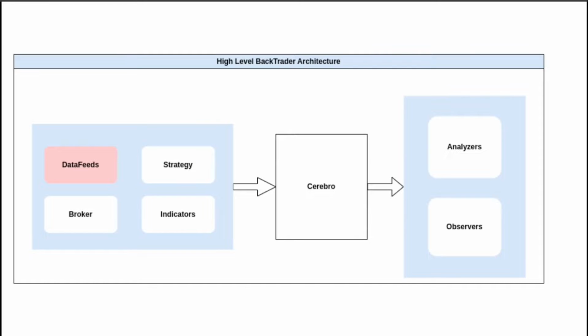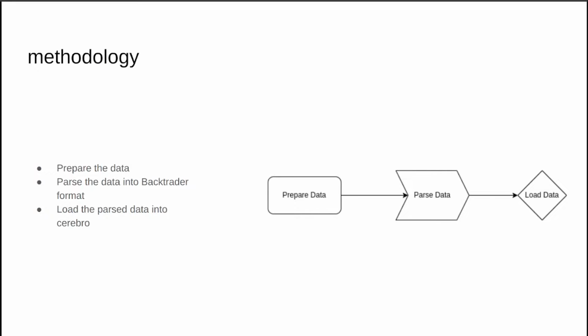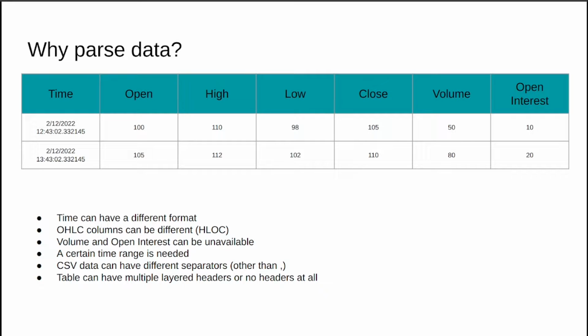As we discussed in our previous video, one of Backtrader's core components is data feeds, which controls everything that has to do with data, whether it was regular financial data or any external data. Well, the methodology used by Backtrader to load any data is pretty simple. It is 3 steps away from running your backtest. First, we need to prepare the data, parse it into the required Backtrader format, and finally load it into the Cerebro.